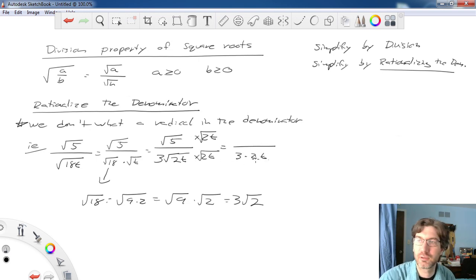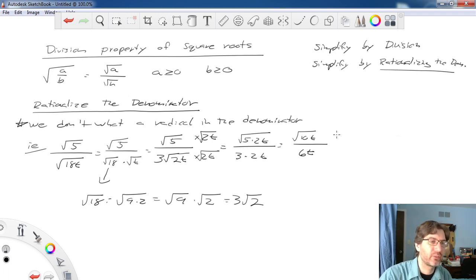Again, you don't have to do every little step like I'm doing. I'm just trying to show you where everything's coming from. And over here, you're going to get the square root of 5 times 2 times t, which is going to be the square root of 10t over 6t. And then you're going to think if you can reduce any of this anymore.